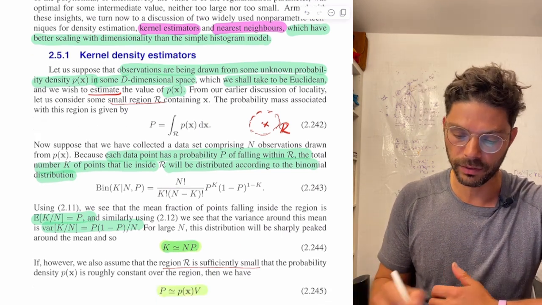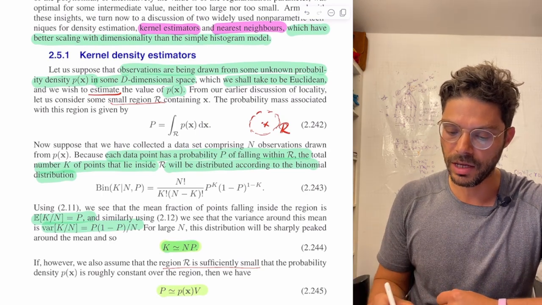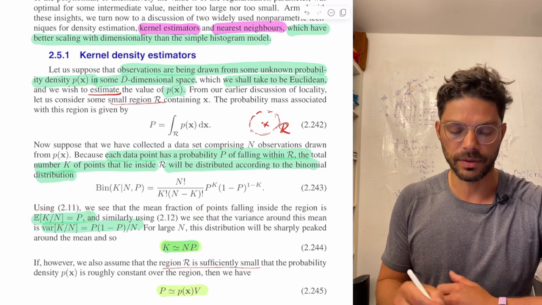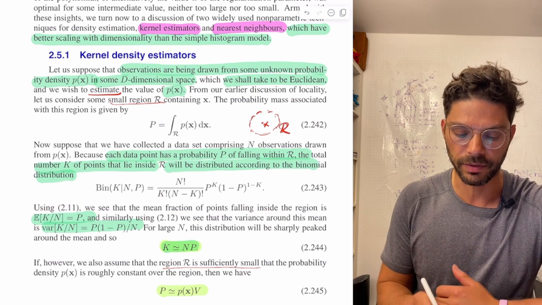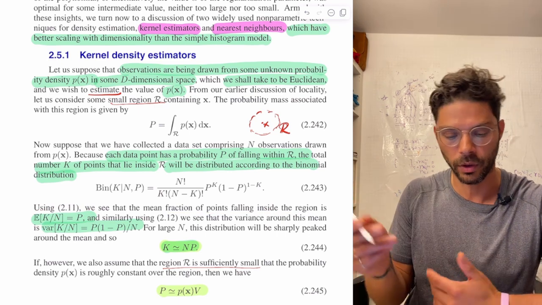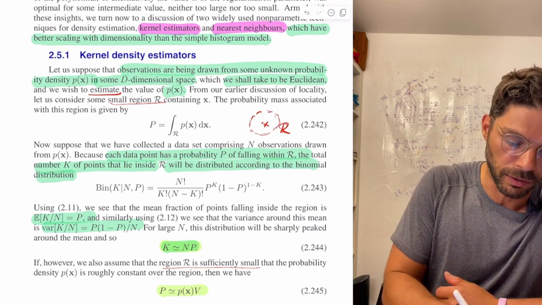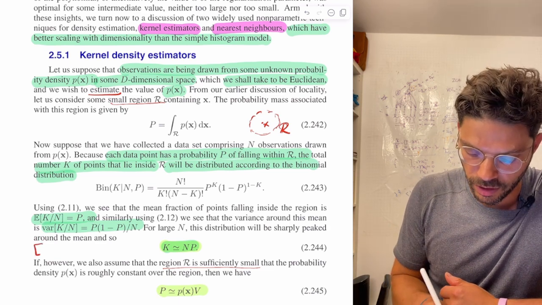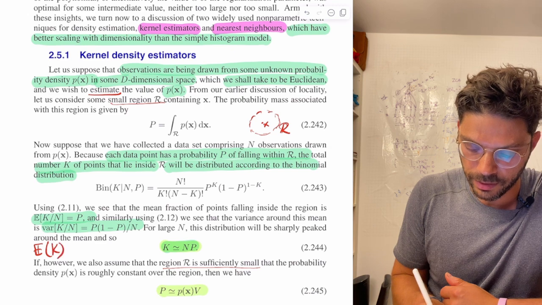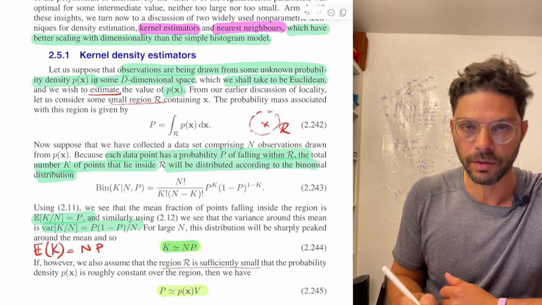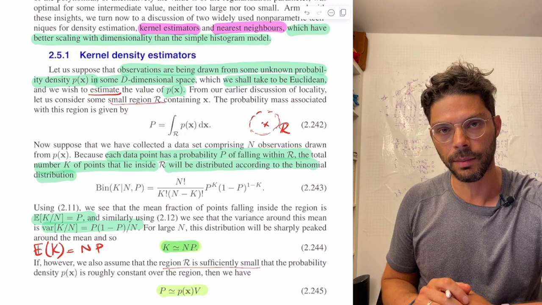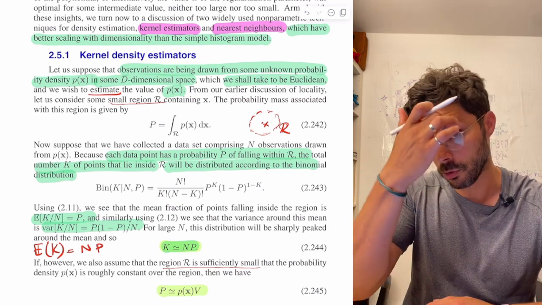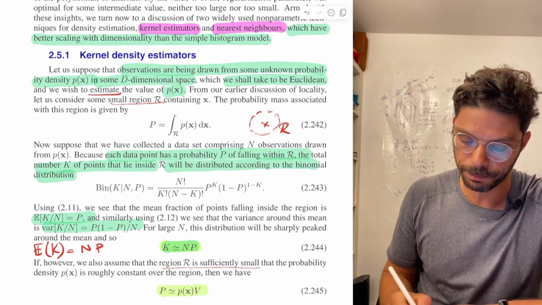So using the formula from earlier, the mean fraction of points falling inside this region, if k is the number of points, the expected value of k over n is P. So that's just that coin toss, right? Another way of writing this: the expected value of k is n times P, right? You toss a coin n times with probability P. This is the number of heads, the number of times your points are going to fall inside the region.